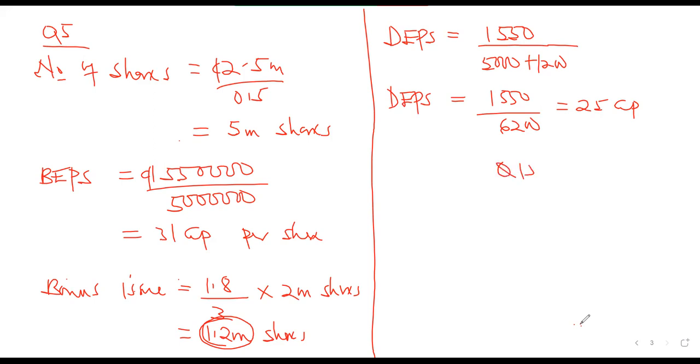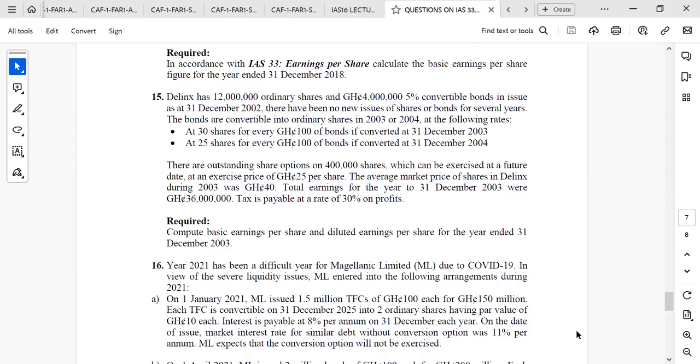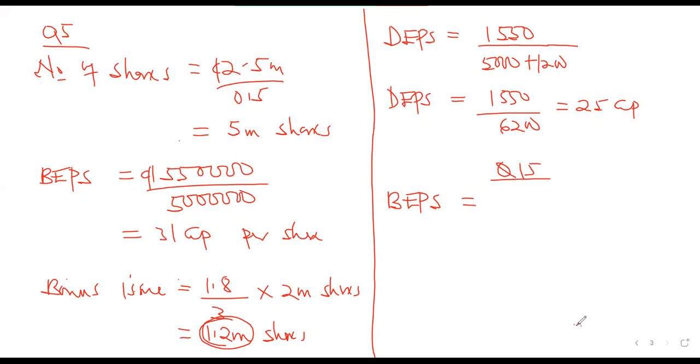So let's look at question 15. Our basic earnings per share will be equal to the earnings, that is 36 million, over the number of shares, which is 12 million. There is no bonus issue, there is no new issue, there is no rights issue. So 36 million over 12 million gives us 3 cedis per share. That is very simple.